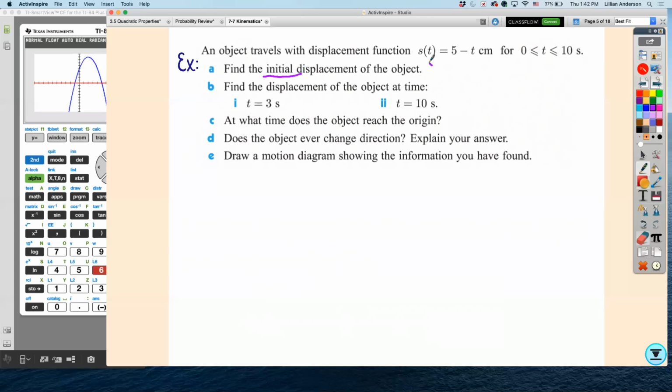But here we are finding when t is equal to 0, so that's just going to be 5 centimeters. And more specifically, it's going to be 5 centimeters to the right of the origin. Very good.